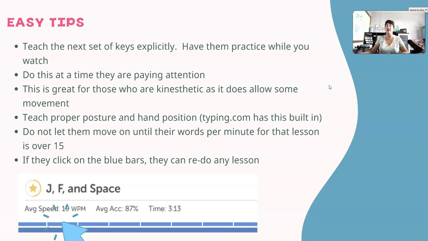So you can see at the very bottom of this screen, we've got JF and space, and the average words per minute is 19. So that student would be ready to move on to whatever the next lesson is. That's great. But if their words per minute was 10, then they would go back and redo those lessons again. And we want them to redo lessons. That's the goal. The more they redo the lessons, the more fluent they are with those keys.